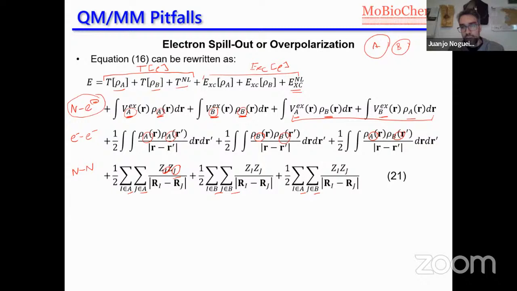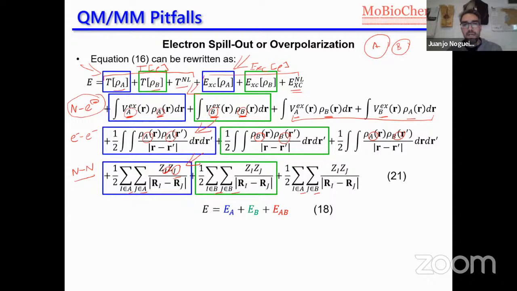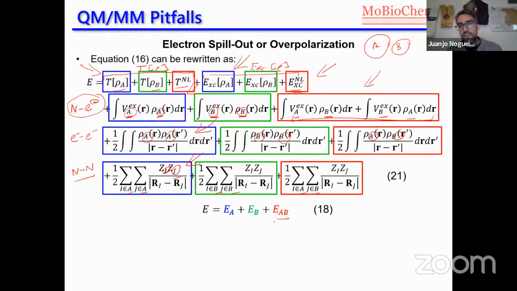Okay, now let's reorganize a bit these terms. Everything which is in blue are energies related with A, with the system A. So for example, here we have the kinetic energy of A, exchange correlation. Here we have interaction between nuclei and electrons, electron-electron, and nuclei-nuclei. We have the same terms for the B system, and everything else, the terms in red, are the interaction between A and B, right?